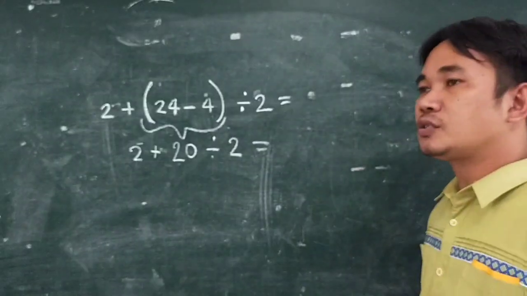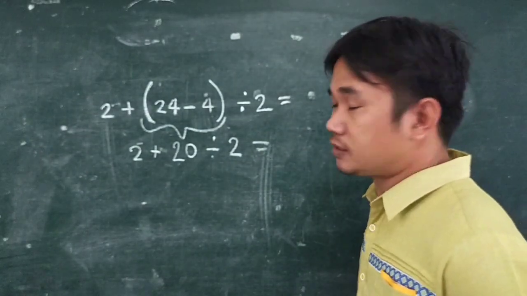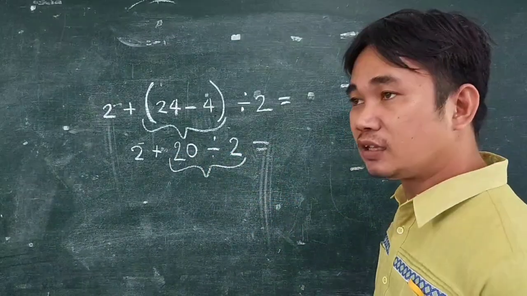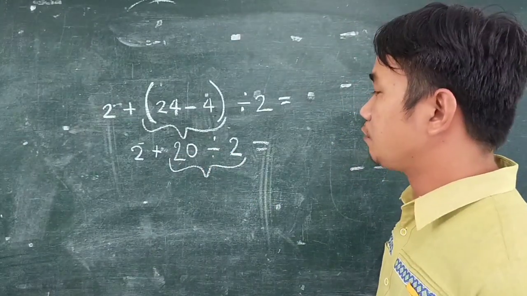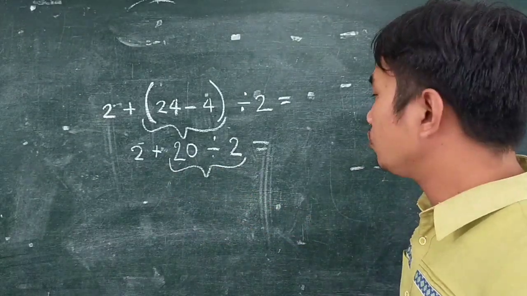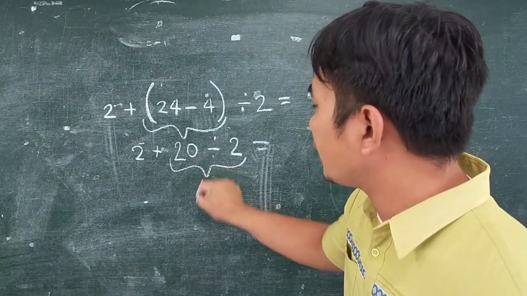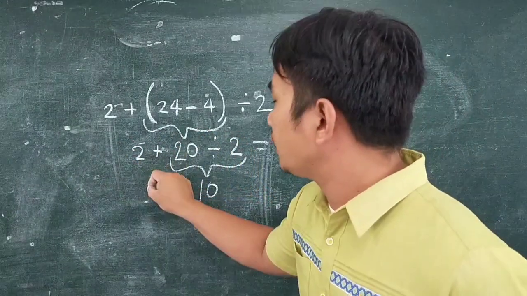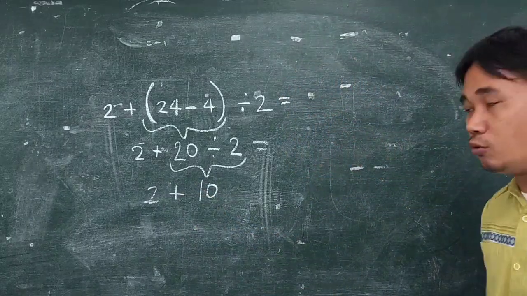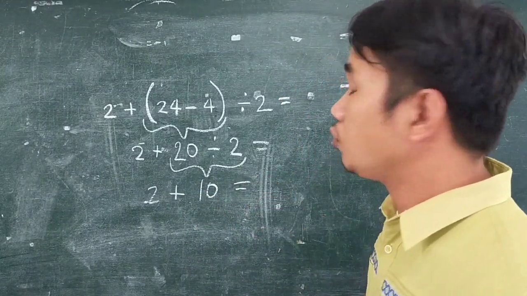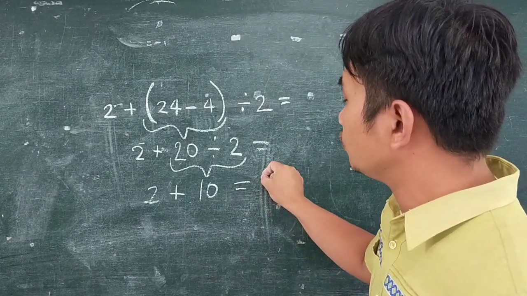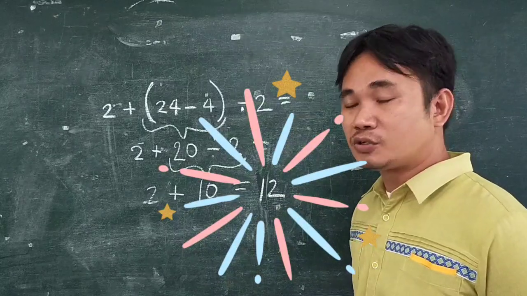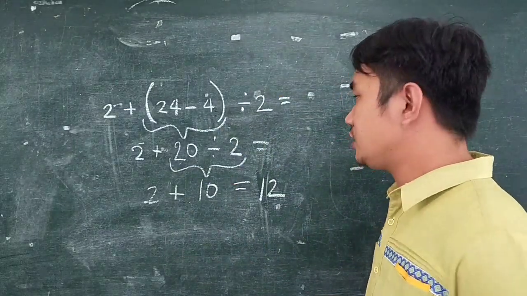Okay. So, what operation will be done next? Yes, we need to divide first. Kasi nauna ang division kaysa sa addition and subtraction. So, 20 divided by 2, that is equal to 10. Okay? Plus, kopyahin natin yung remaining operation, plus 2. So, 10 plus 2 or 2 plus 10, that is equal to 12.